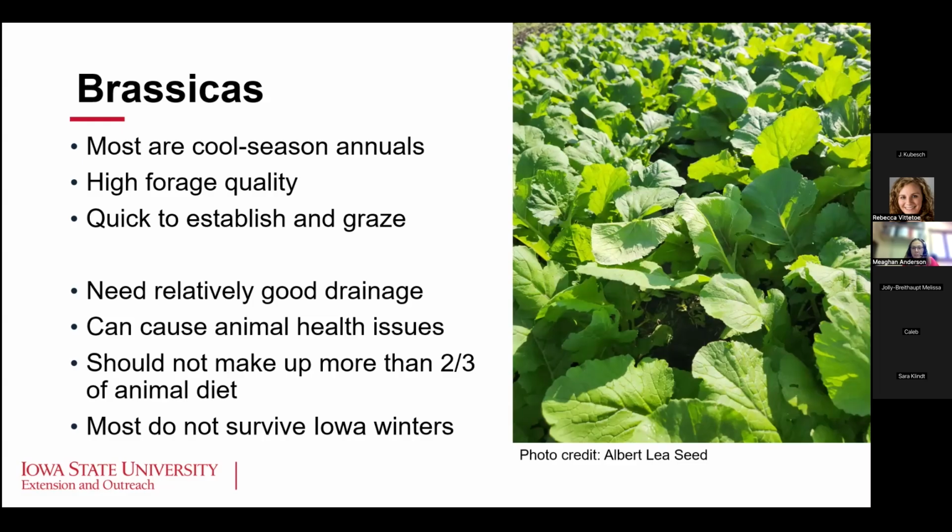Certainly, if somebody set a bunch of livestock out on a field that looked like this picture from Albert Lee, that could absolutely cause some health issues with those livestock. And so you need to be careful about making sure that these types of species don't take up too much of their diet. And then brassicas, most are not going to survive Iowa winters. So they're going to be a relatively short-lived forage option that somebody could perhaps plant in late summer and feed in the fall, and then it'll winter kill, or they could seed it in the very early spring and use it for later spring feeding.